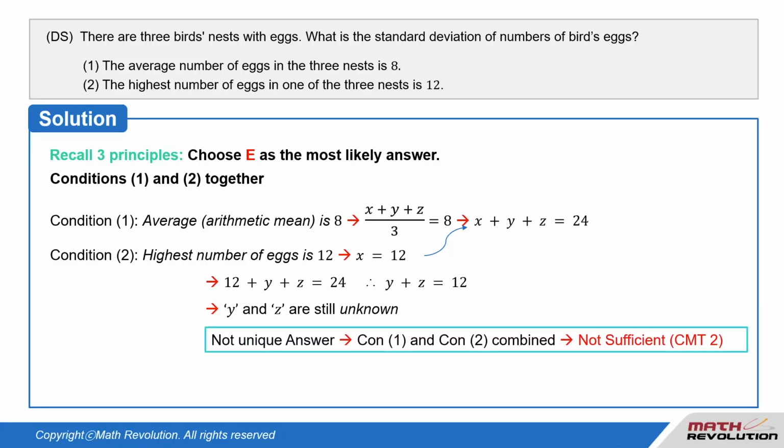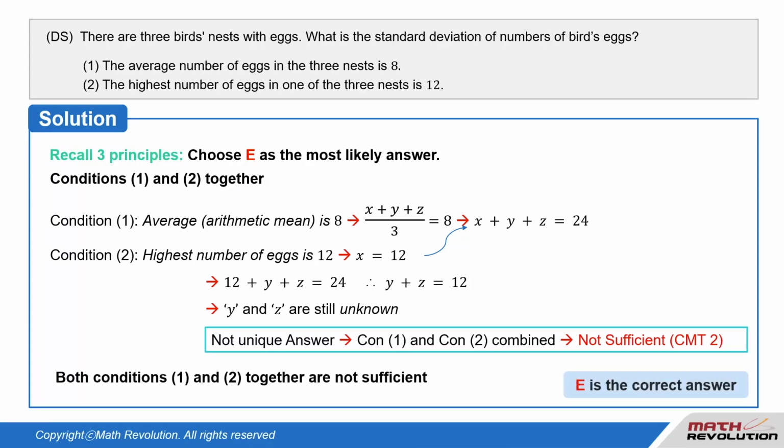So, we cannot get a unique value of the standard deviation, and the conditions combined are not sufficient to answer the question by the common mistake type 2, which means that the number of answers must be 1. Now, doesn't the variable approach make solving these questions so much easier? And don't forget that if you can't solve the question when writing the exam, you still know the most likely answer. Conditions 1 and 2 together are not sufficient. So, E is the correct answer.